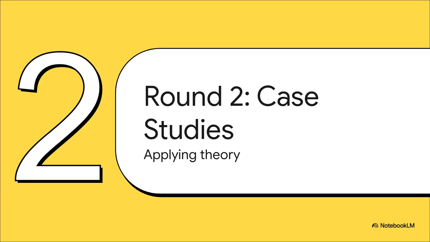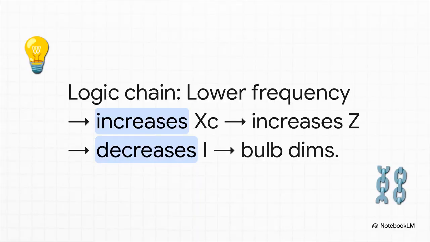Now let's move to round 2. This is where we take those formulas we just derived and use them to solve actual, practical circuit problems. It's all about applying the physics. Okay, here's a classic case study. You've got a light bulb in series with a capacitor. The question is, what happens to the bulb's brightness if you lower the AC frequency? You can't just give the answer, you have to show the chain of logic.